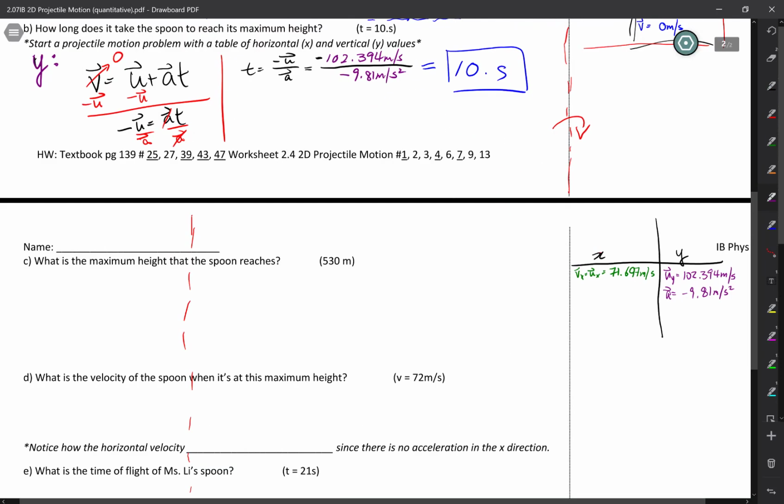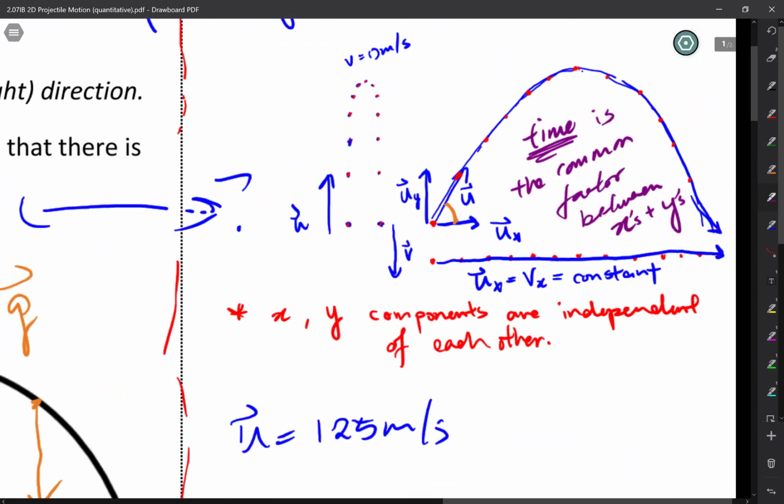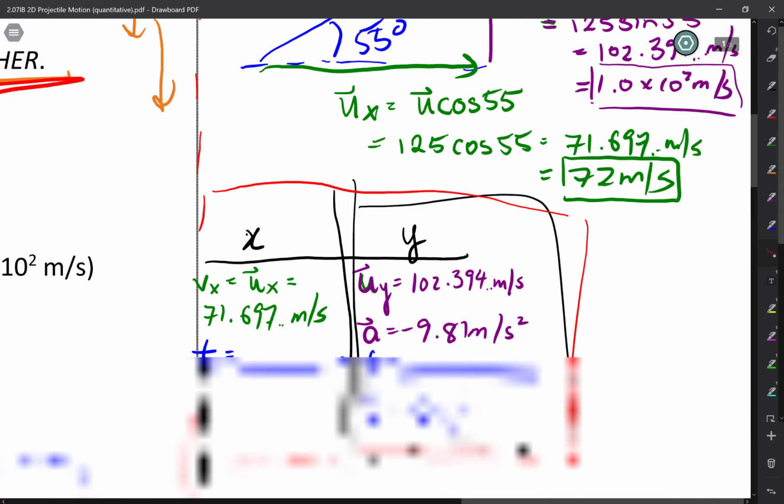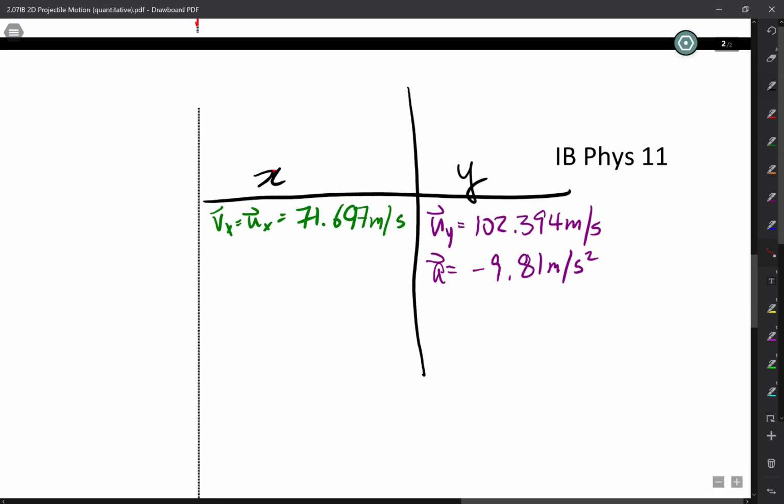Okay, so now we have the table reproduced and we're going to do C. C is asking for the maximum height that the spoon reaches. If we go back to the drawing over here, this question is looking at this maximum height. So we're going to look at the vertical components instead. If we take a look at the vertical 1D problem, then we're just finding the maximum height as you always do, looking at the vertical components only. So we scroll back over here, and again we're only dealing with this vertical side.